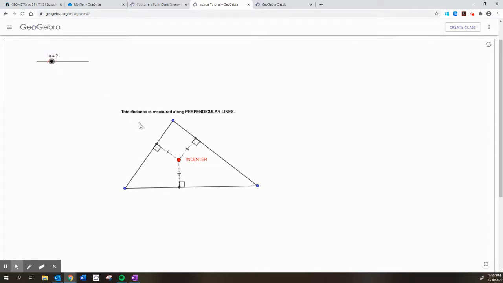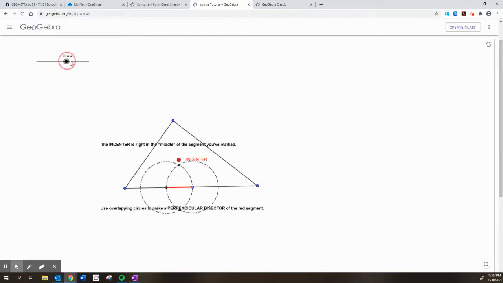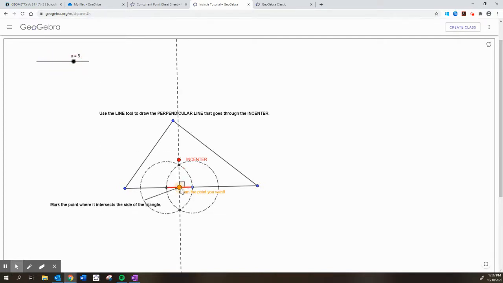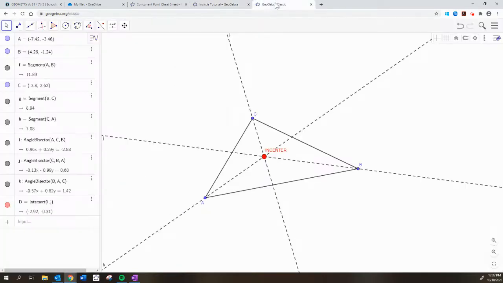You have to remember that this distance is measured along perpendicular lines. You don't measure a distance to a line at some different angle. You always measure it as a straight shot at 90 degrees. So another key to doing this construction is you really just have to make a perpendicular line. This orange point is the point that I'm looking for, because it's a straight shot from the incenter to that side along a perpendicular line. So let's do the construction now.